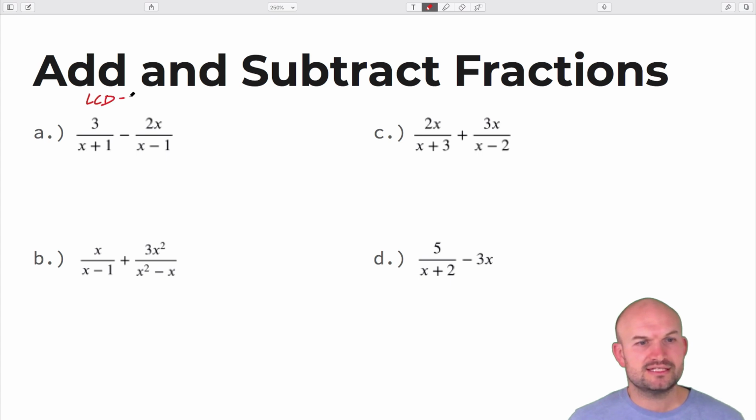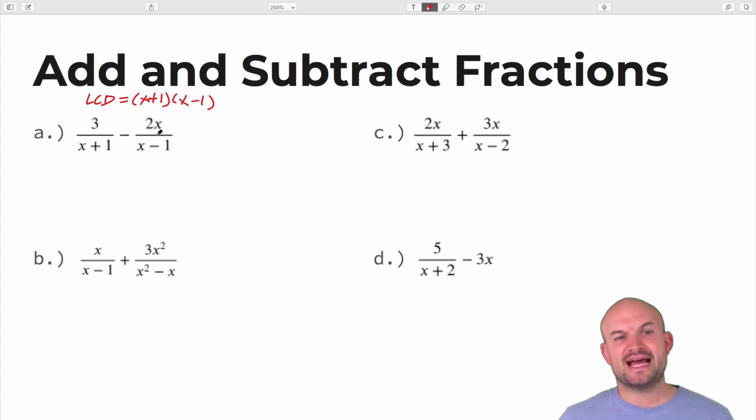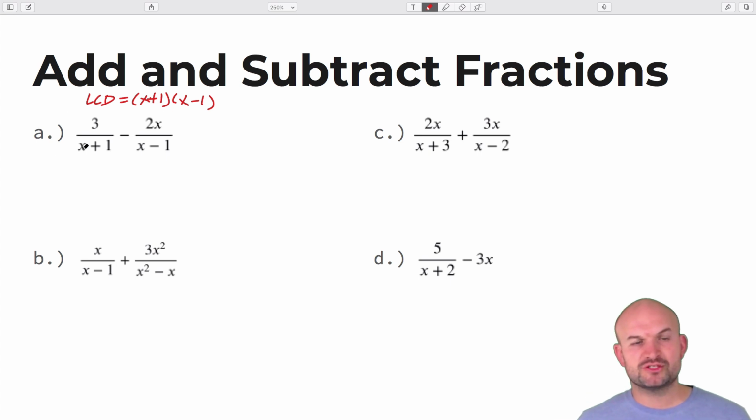All right, so the LCD in this case is going to be, they have nothing in common as far as factors go, right? They both have a 1 and an x, but they're not the same. So my LCD is going to be x plus 1, x minus 1. So therefore, to obtain that denominator, I'm just going to multiply by an x minus 1 over here and an x plus 1 over here. Okay, now you can see them having the common denominator.